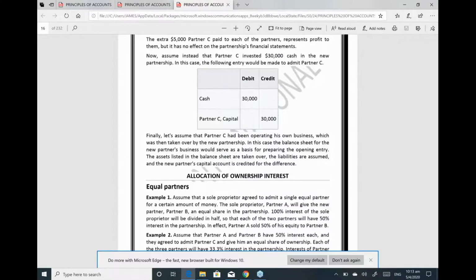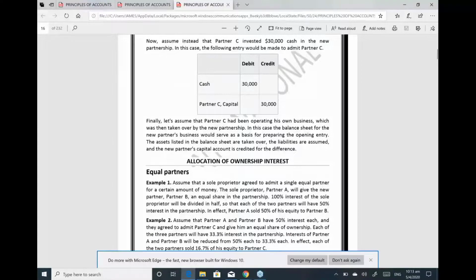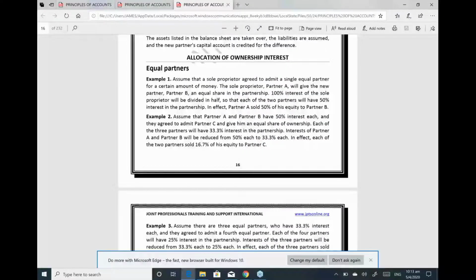Then look at the allocation of interest. Now the allocation of interest is very simple. The owner's interest: assume that a sole proprietor agreed to admit a single equal partner for a certain amount of money. The sole proprietor, partner A, will give the new partner B an equal share in the partnership. So if they have 100% interest of the sole proprietor, it will be divided in half, so that each of the two partners will have 50% interest in the partnership. That means they are sharing equal percentages of whatever profit or loss they have made.